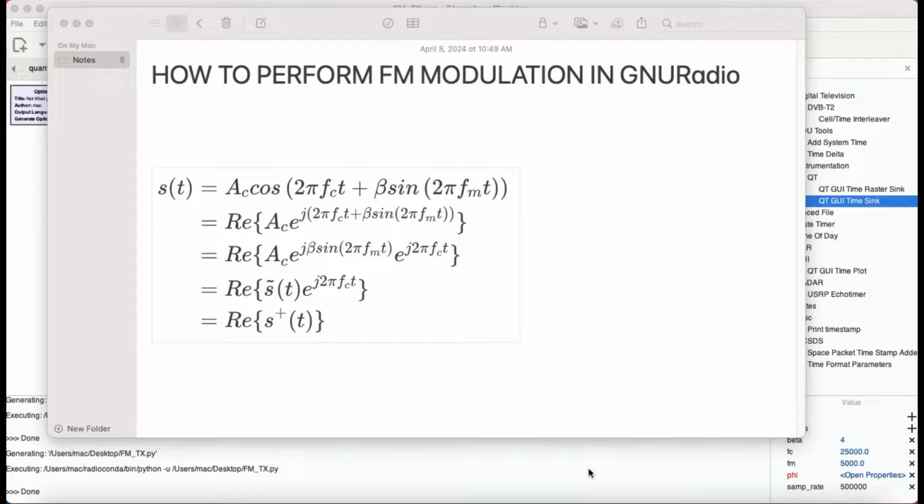Before that we looked at AM modulation. We looked at the mathematical equation and we transformed it using the blocks which are available in GnuRadio Companion. Exactly what we want to do in this video.